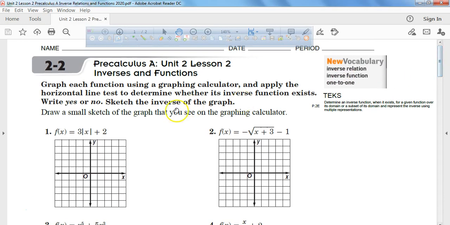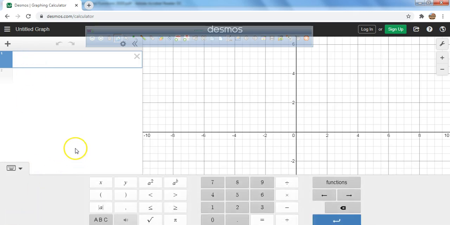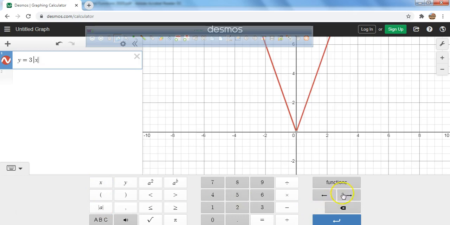So what I'd like you to do is draw a small sketch of the graph that you see on the graphing calculator. We're going to graph this nice and neat. Go to your graphing calculator, go to Desmos. When you go to Desmos, hit the Y button right there, say equals, and type in a 3, and then the absolute value, and then X. All right, cool, there it is.